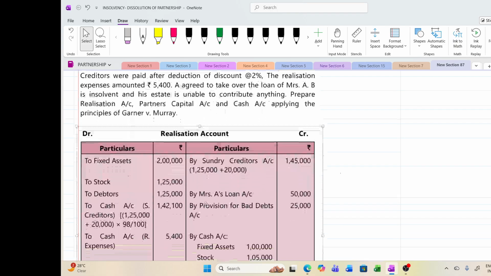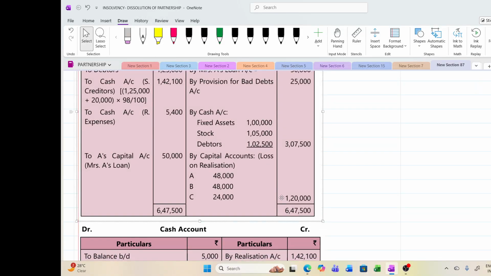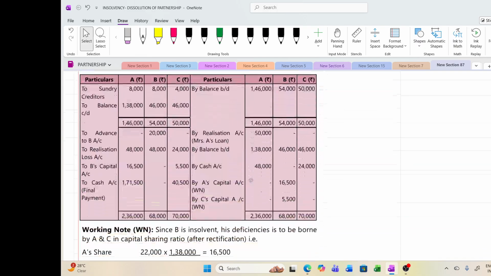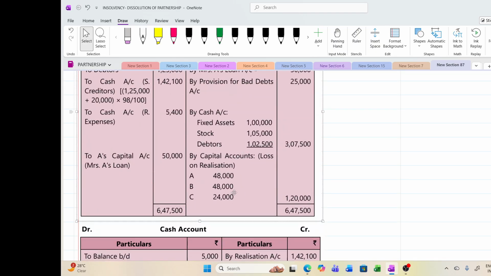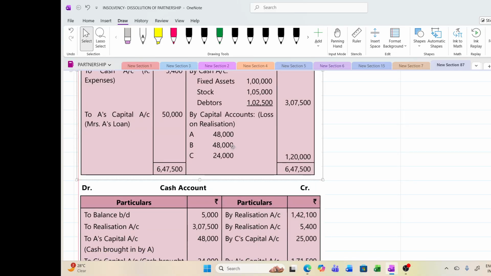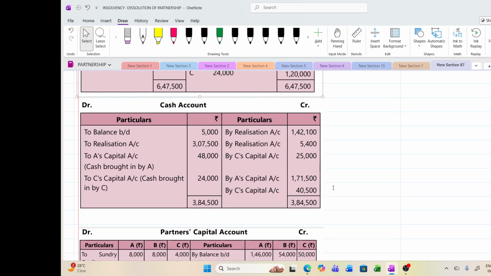Okay. So first we will close the realization account. If you close the realization account, the loss comes to 1,20,000 distributed to all the partners, 48, 48 and 24. The partners' capital accounts will get debited and realization will, of course, get credited. So go to the capital account, debit the realization loss to all the people, including the insolvent partner. Now what happens? The solvent partners will bring in cash because the insolvent partner is unable to bring in the debit balance of his capital. So he will not bring any amount now.